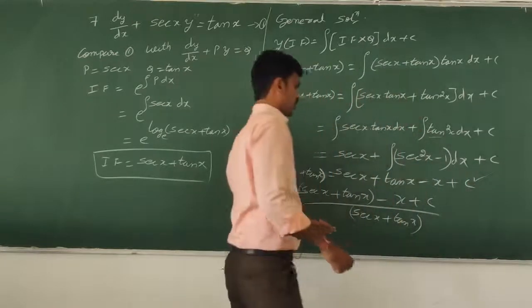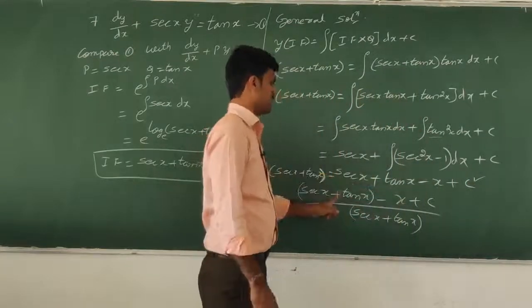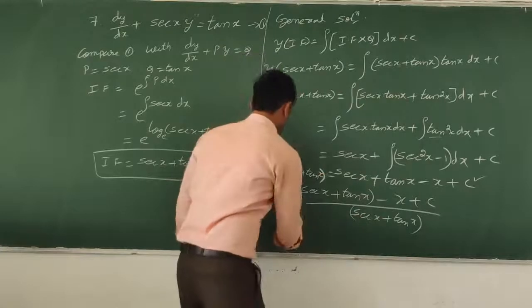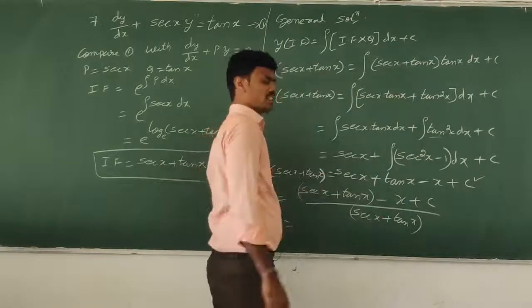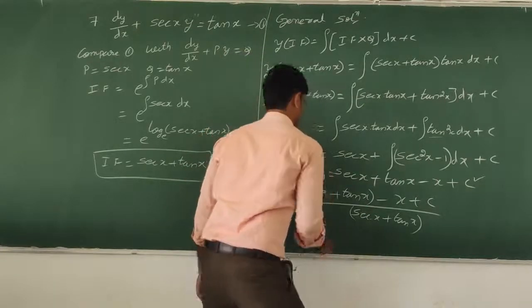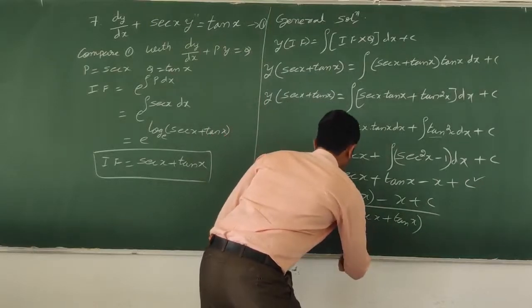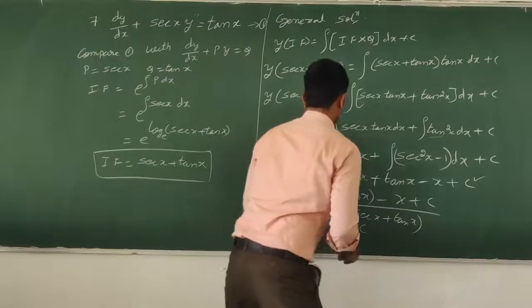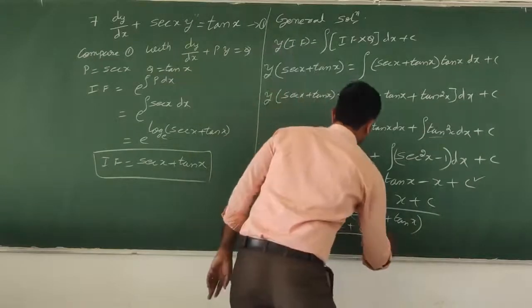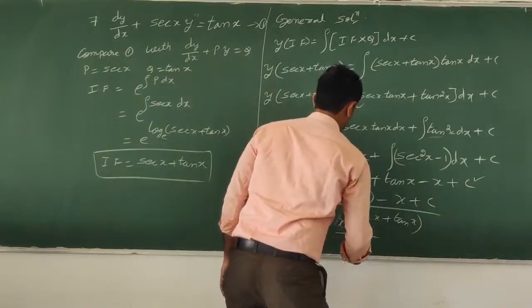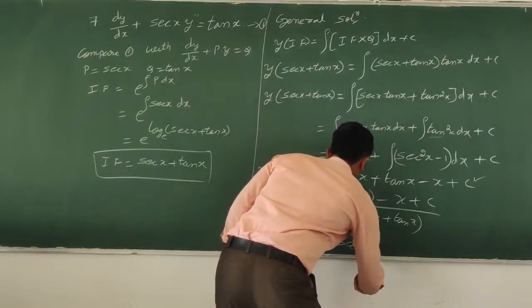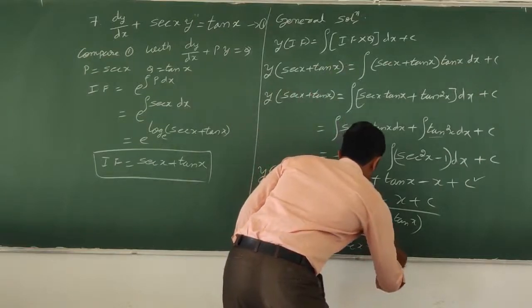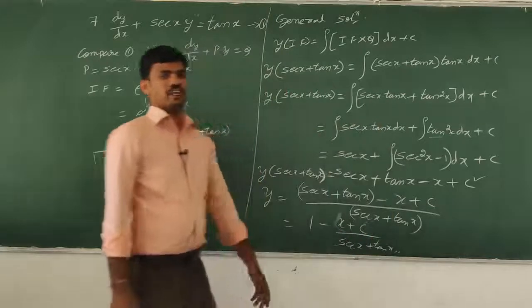What can be simplified is that it has the form a minus b by c, which is a by c minus b by c. That is equal to secant x plus tan x, secant x plus tan x cancels, remaining is 1 minus x plus c divided by secant x plus tan x. This is the final answer.